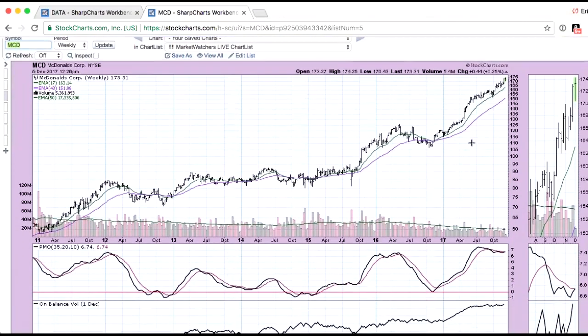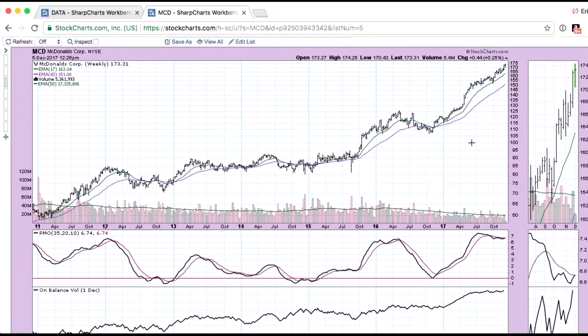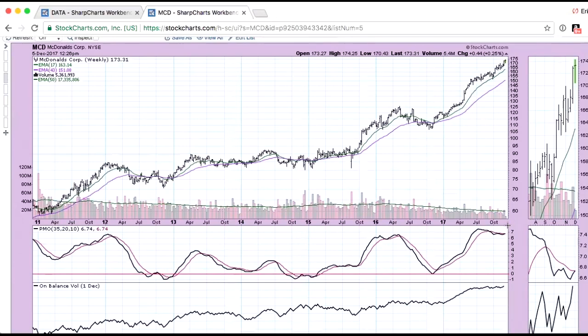All right. Really nice uptrend. I mean, there's really not much you can complain about here, except you've got a very overbought PMO on the weekly chart. The weekly PMO, though, is in the process of giving us a buy signal on that chart. So intermediate term, this still looks rather strong.